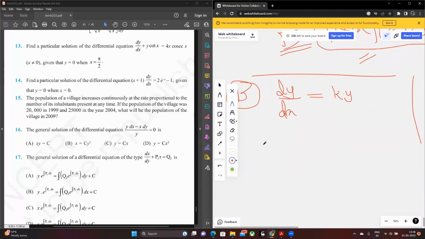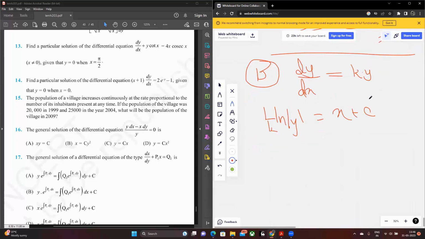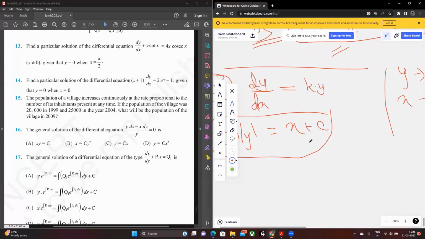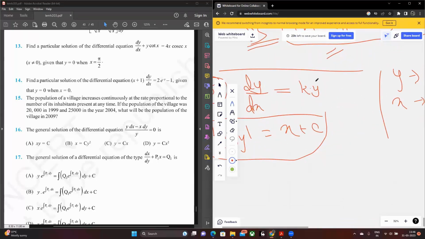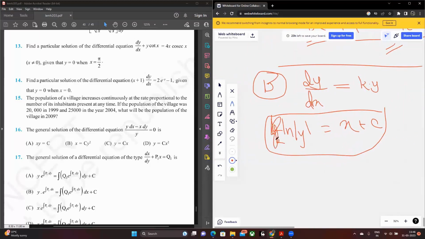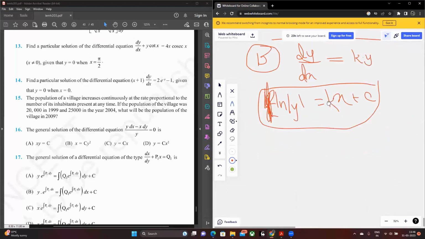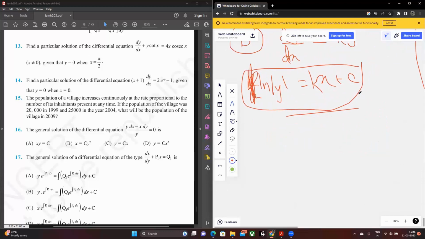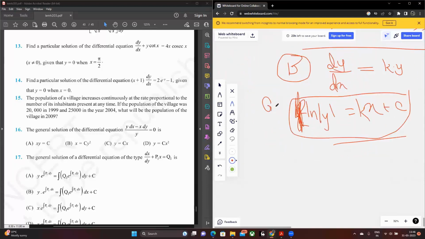So this basically gives us 1 by k ln mod y equals x plus c. Solving this equation, I bring y down and bring x up. So basically it's 1 by k ln y is equal to x plus c. Or if you don't want to deal with this 1 by k, basically do this: ln mod y is equal to kx plus c. This is your general solution.